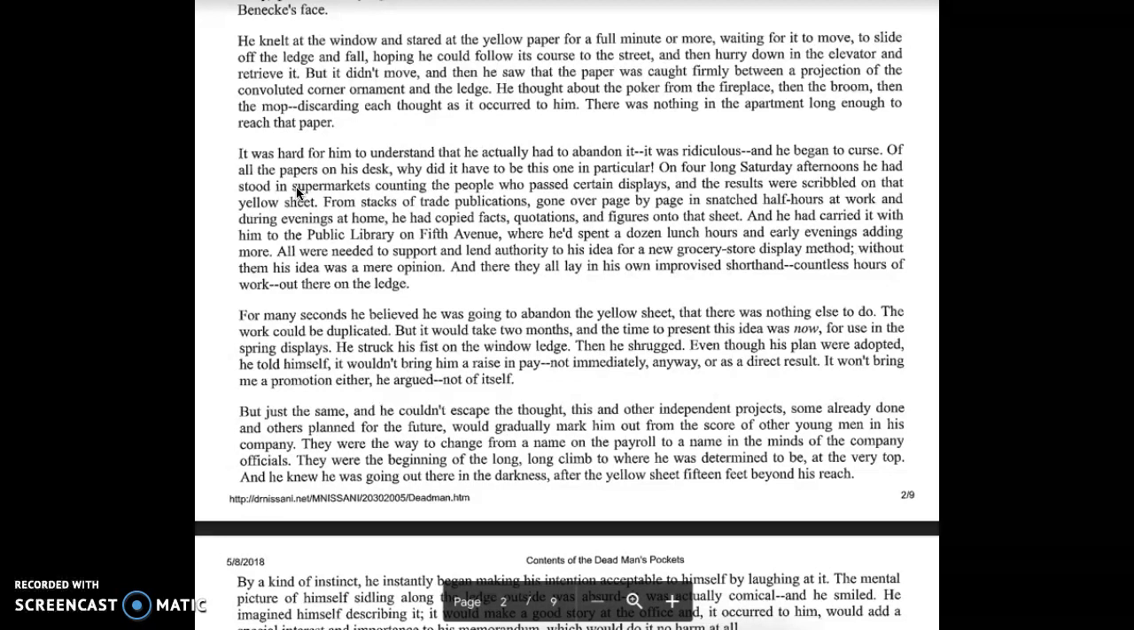There was nothing in the apartment long enough to reach that paper. It was hard for him to understand that he actually had to abandon it. It was ridiculous. He had begun to curse. Of all the papers on his desk, why did it have to be this one in particular? On 4 long Saturday afternoons, he had stood in supermarkets counting the people who had passed certain displays, and the results were scribbled on that yellow sheet.